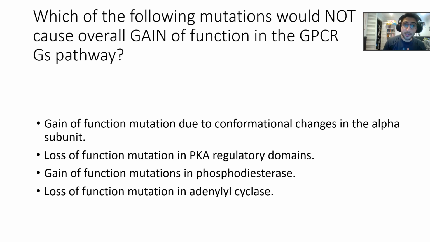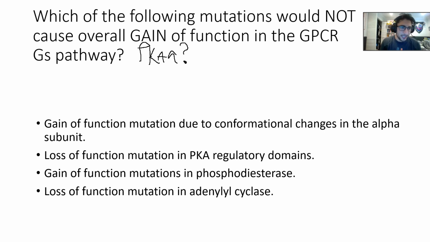So the question was, which of the following mutations would not cause an overall gain of function in the G protein coupled receptor pathway? Let's go one by one through these and see whether it's going to cause gain of function. In other words, at the end of the day, will there be increased protein kinase A? When we say gain of function in the pathway, we're looking at the end point, which is, is protein kinase A going up?